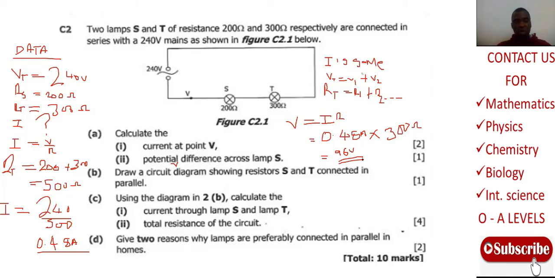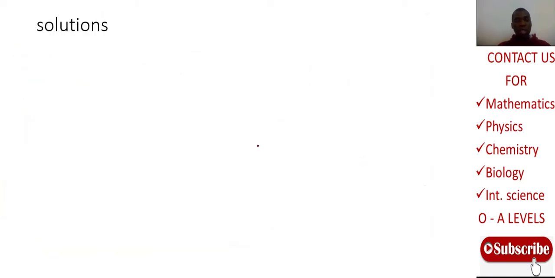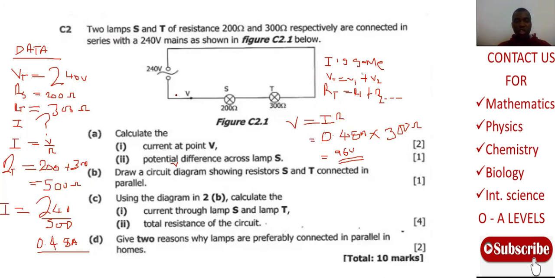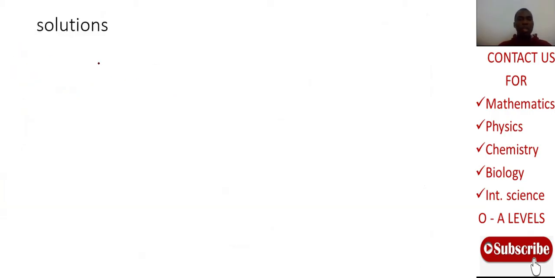Okay, we go to question B. Let's answer it from this space here. Question B simply says, draw a circuit diagram showing resistors S and T connected in parallel. Okay, so in parallel now, you need to know, we have the positive and the negative. Then we are going to have a situation, draw it nicely, like that. Then organized in parallel, it should be like that. Then the next one will be there. So it will be like this, like that. Then it will be something like this.